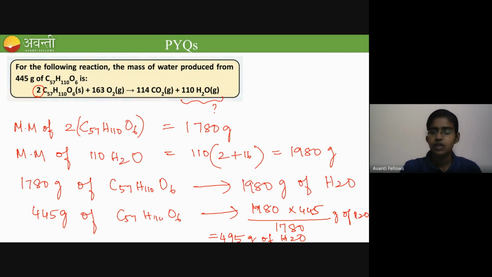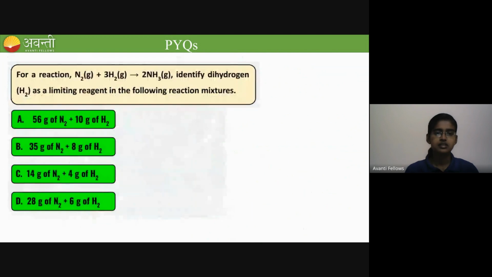And moving on to the last question for today's session. This is the last question. So for this particular reaction, we need to find out in which option the dihydrogen is acting as a limiting reagent. So what is a limiting reagent? The one which is present in a much lesser amount is called the limiting reagent. So let's start with option A. Let me write the reaction first.